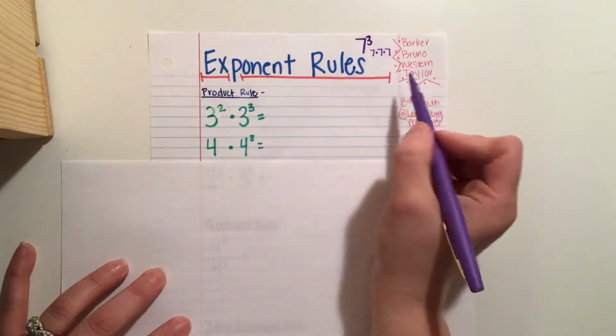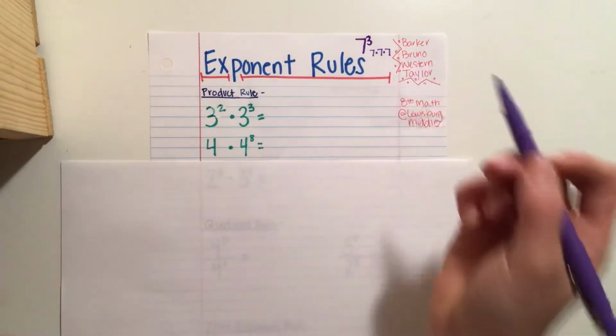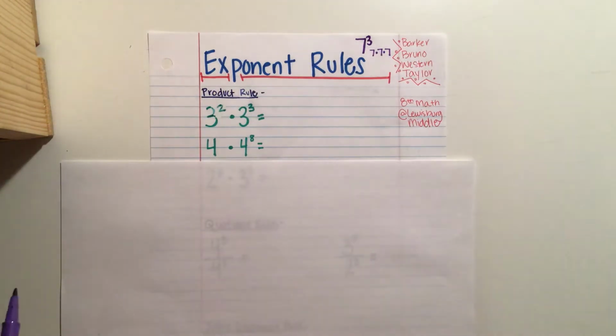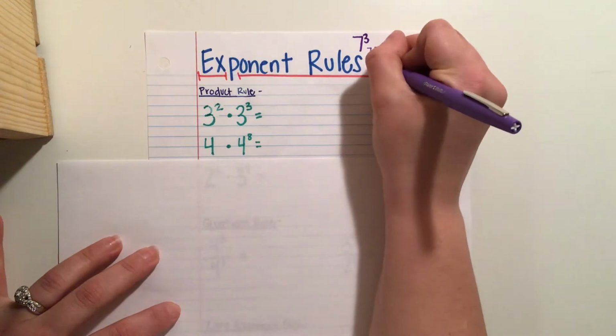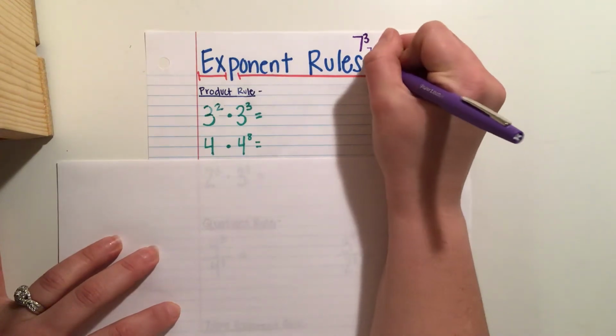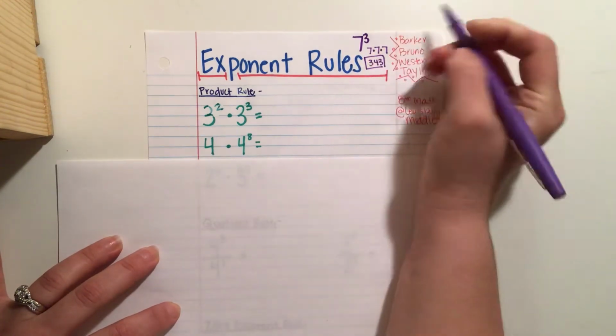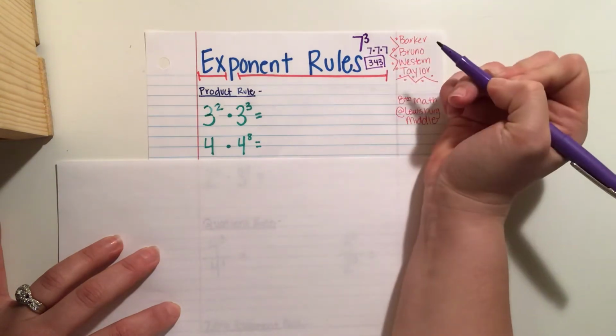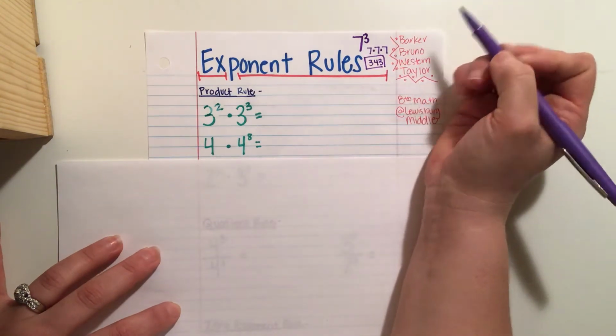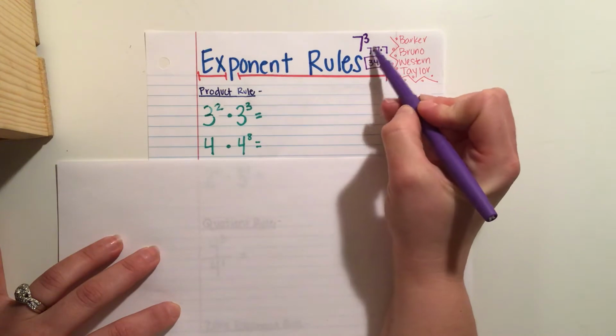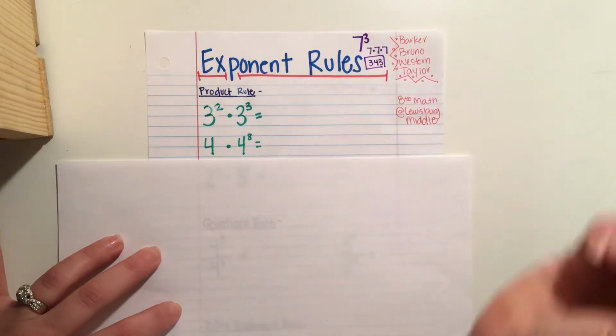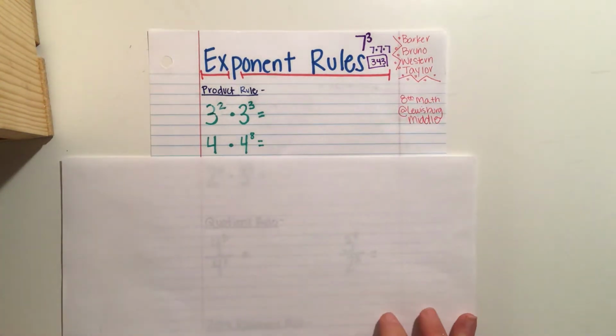So 7 to the third would be 7 times 7 times 7. And when you plug that into your calculator, you can use the exponent button, or you can just type in 7 times 7 times 7. The answer is 343. Now, that looks a lot different than if you were to say 7 times 3 is 21. That's why you need to break it down. 7 times 7 times 7. Now, you all should know that at this point.